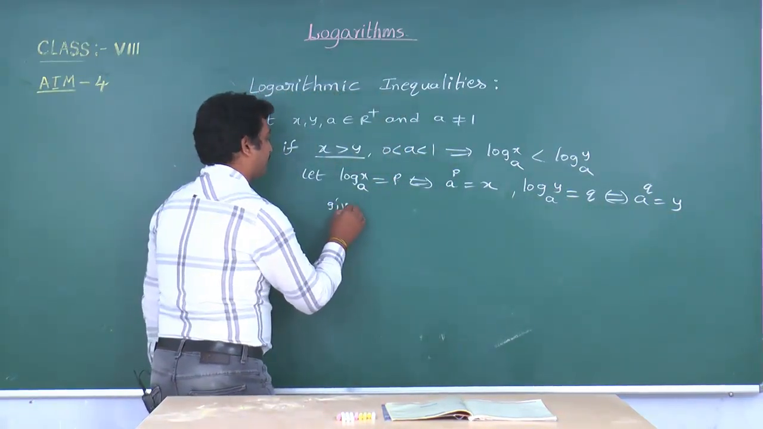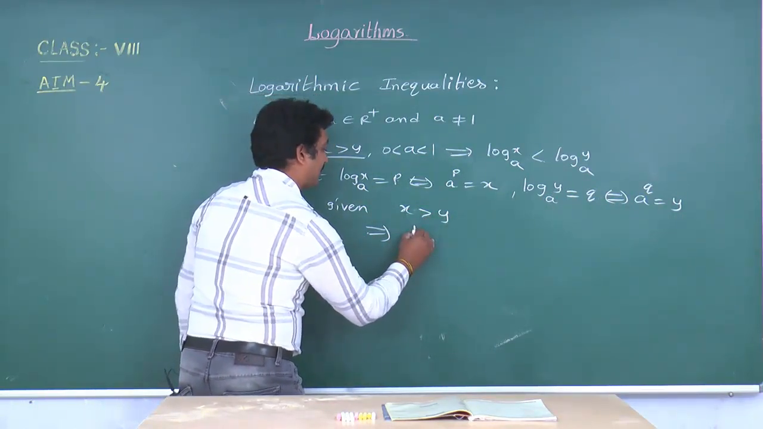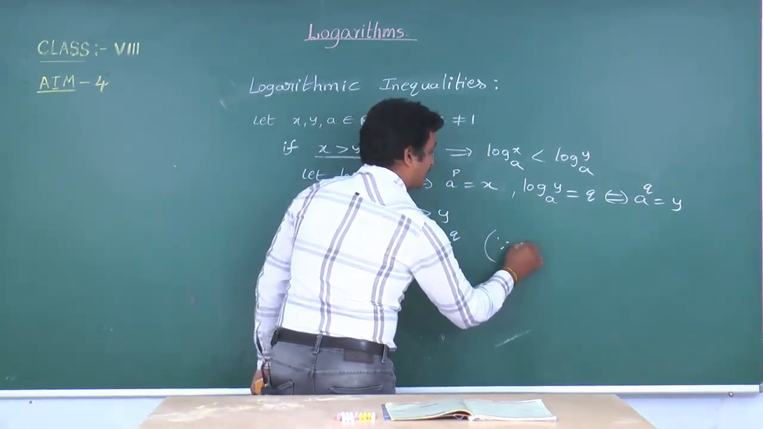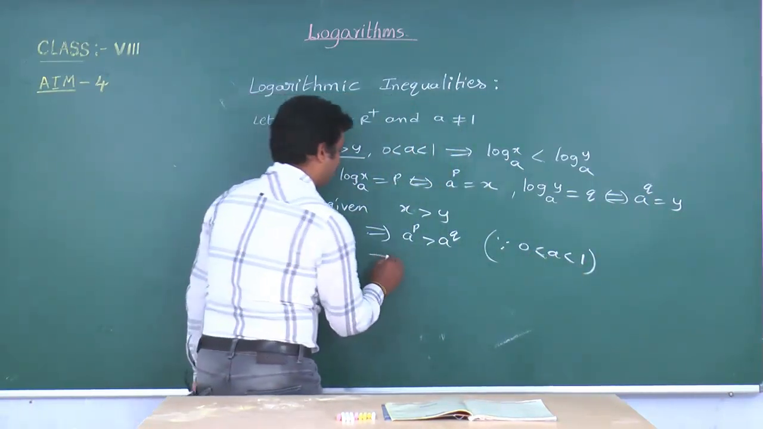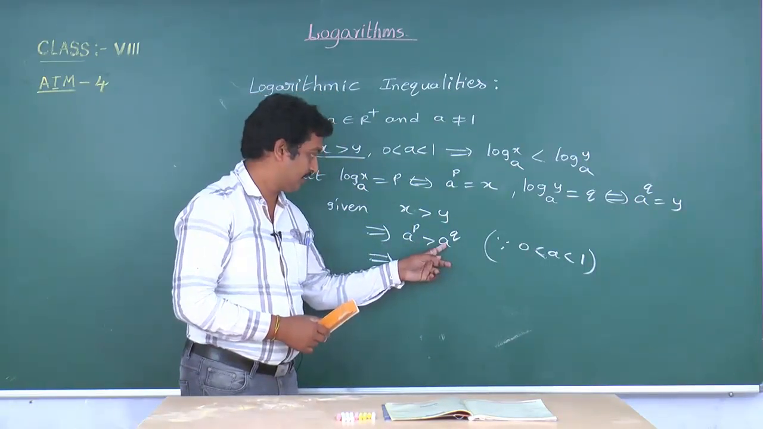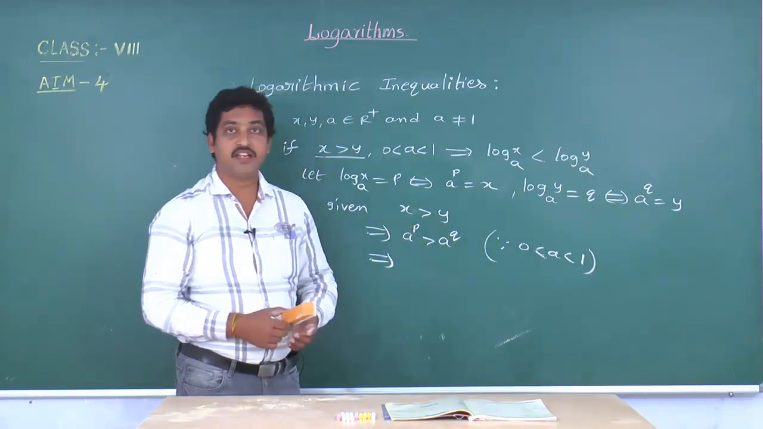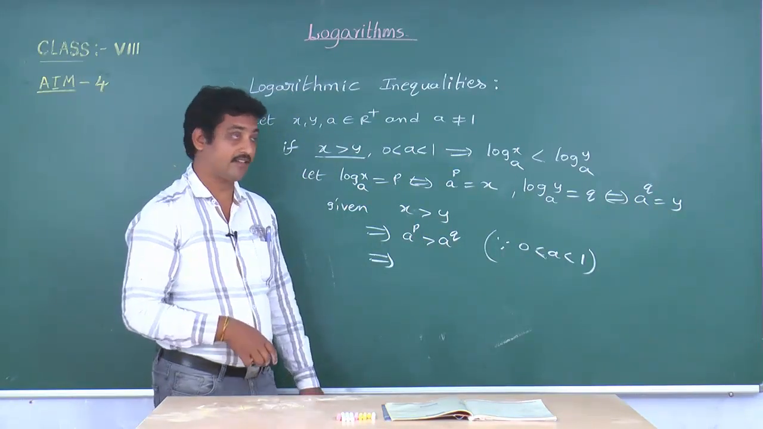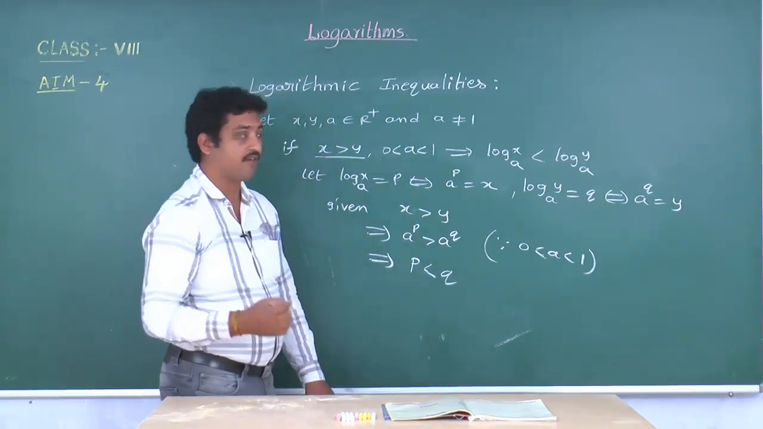And given that x is greater than y, that implies that what is x? a power p is greater than a power q. And also 0 is less than a is less than 1. Now the bases are equal, and the base lies between 0 and 1. What is the relation between p and q? Which is greater? p is less than q. The inequality will be changed.